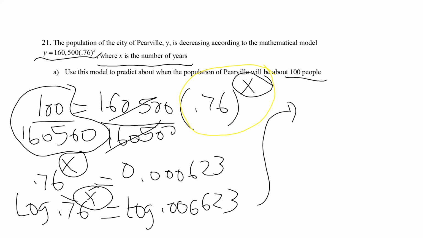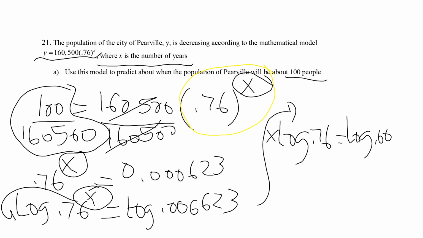Now we use the power rule. So I have x log 0.76 is equal to log 0.000623.